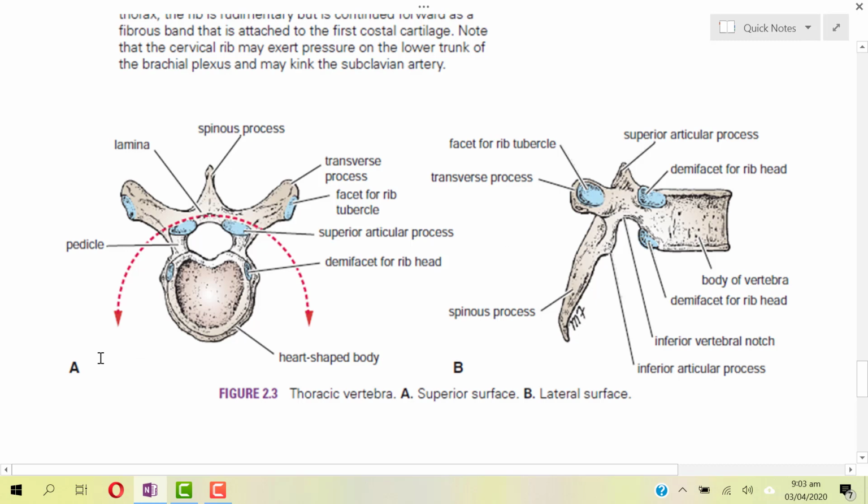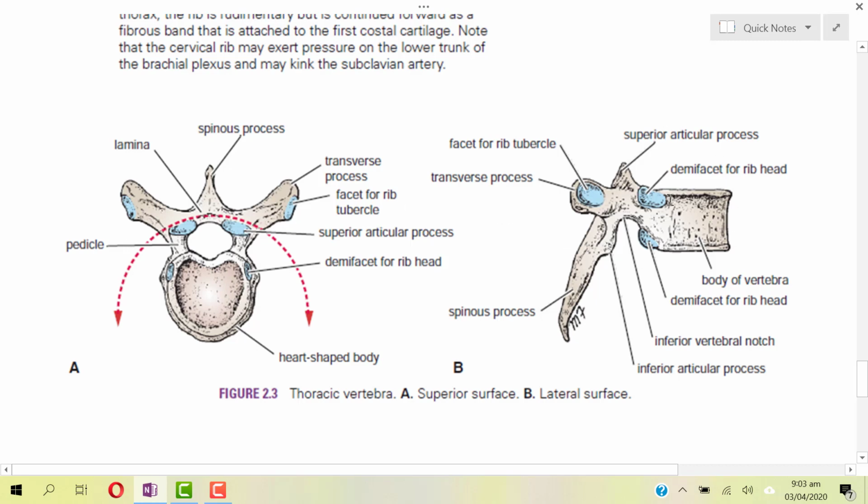Okay, I will repeat again. We have discussed the body. This is the pedicle. This is the lamina. We have a spinous process. We have two transverse processes. We have two superior articular processes. We have two inferior articular processes. We have the superior vertebral notch. We have a deep inferior vertebral notch. We have a vertebral foramen. We have a vertebral arch. Okay, so these are the features.